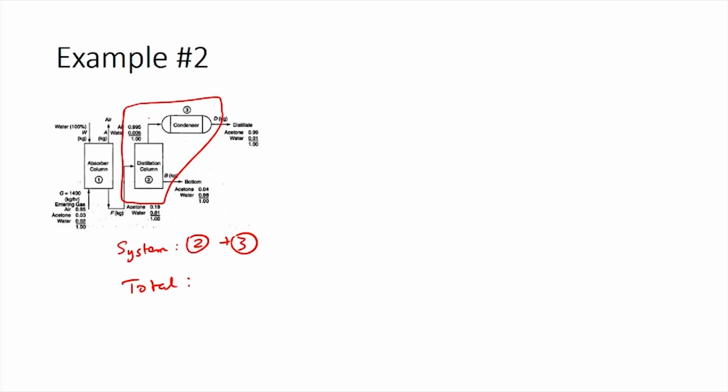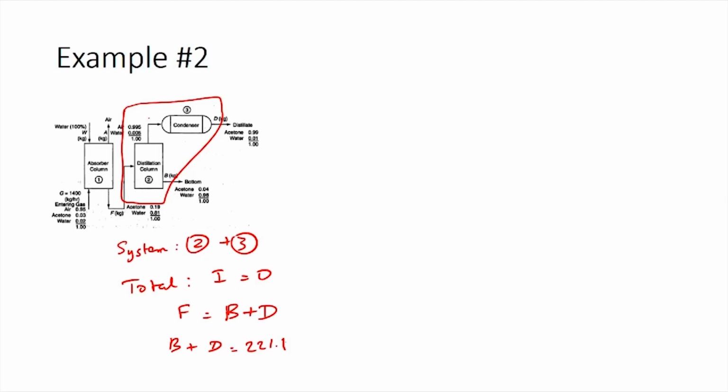The total balance would be input equals output, which is F equals B plus D. We already know the value of F, so we can substitute it here and get B plus D as 221.1. Now, we can write component balances.